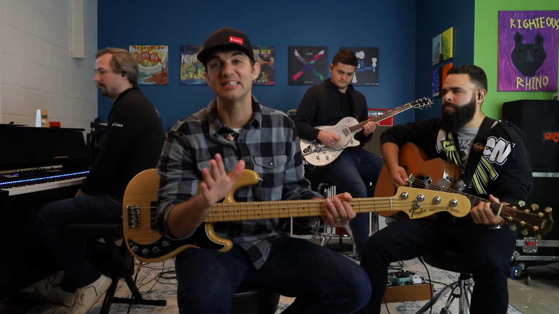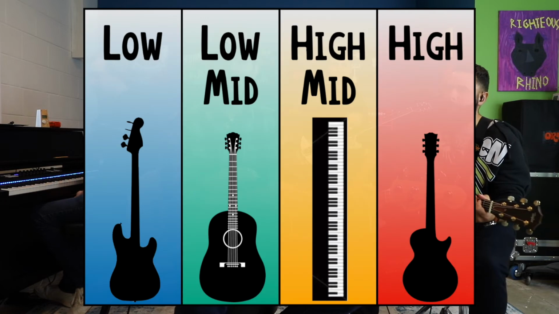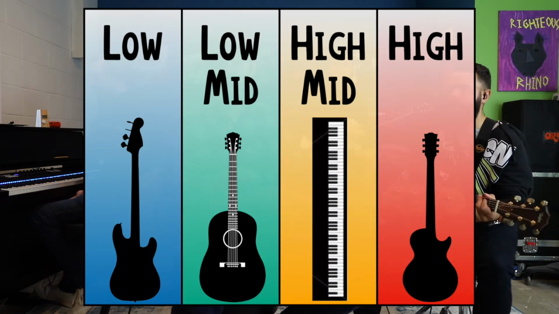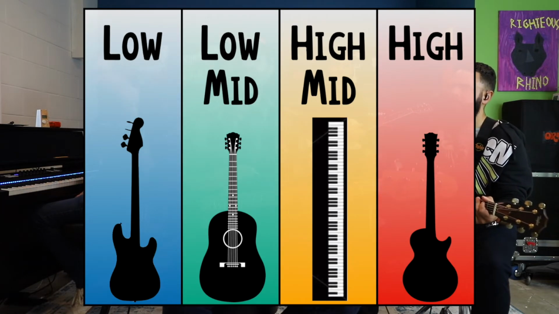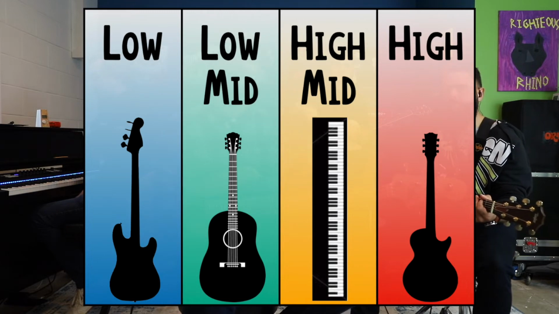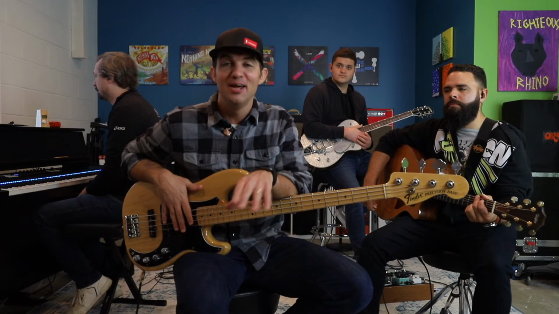Cool, awesome. So that's how that sounds. Everybody in their part. Again, bass taking up the lows, the acoustic guitar taking the low mids. We've got Nate on the keys taking up the high mids, and then Elijah taking up the highs with that sweet little riff there.